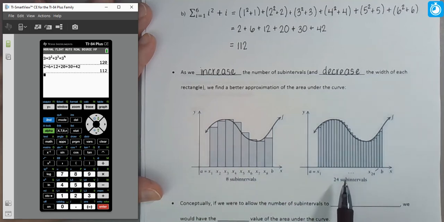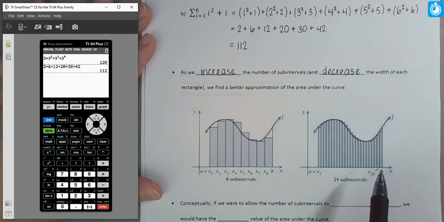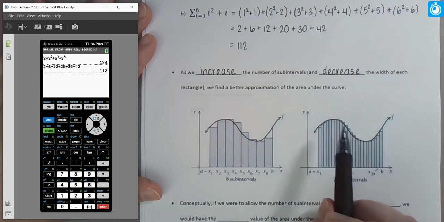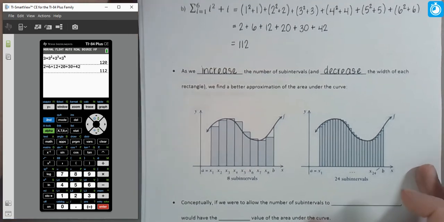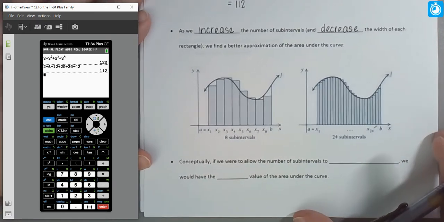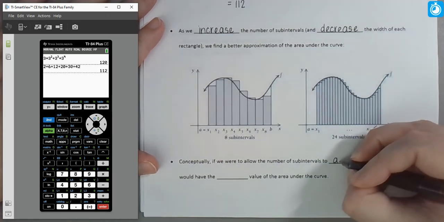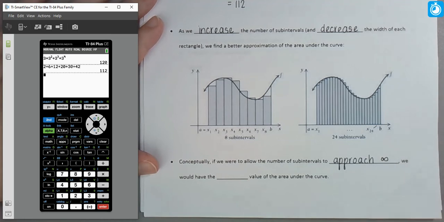Now, if we were to increase to 24 subintervals, notice how much closer we get to the actual area. And you can see the discrepancies are smaller and the excess is also smaller. So if we were to take the area based on 24 rectangles, we get even closer than we were before. So conceptually speaking, we can't actually do this, but conceptually speaking, if we were to allow the number of subintervals to go infinite, well, we can take a limit here if we allow them to approach infinity. We've looked at that kind of thing before. We can't literally draw infinitely many rectangles, but we could draw 100 or 1,000 or 1,000,000.